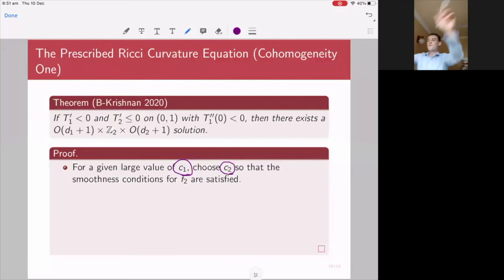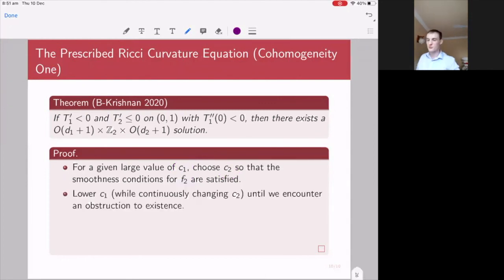Okay, good. So the idea is you try and solve this problem for C1 particularly large. C1 is chosen to be especially large so that solutions can be found, at least so that C2 can be varied so that the smoothness condition for F2 can be satisfied. And then, similarly to what we saw earlier, one continuously lowers C1 all the while changing C2 until at some point you can't do this anymore.